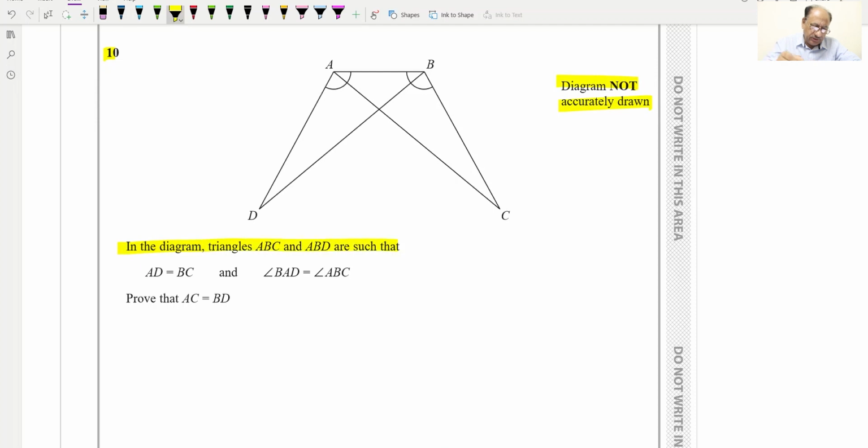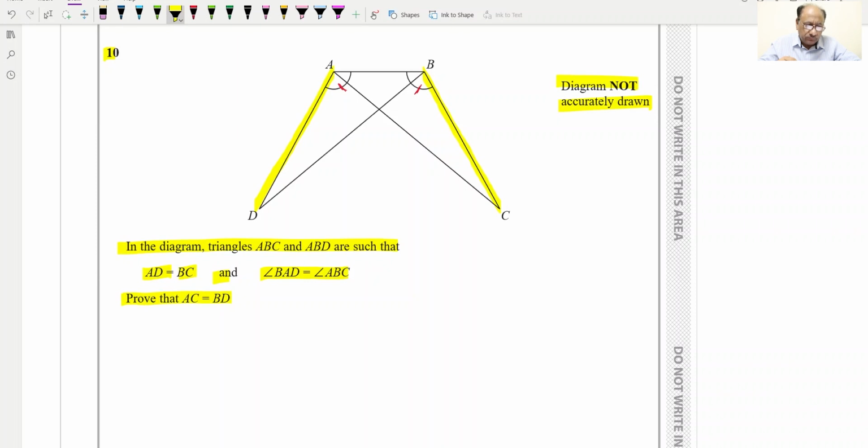In the diagram, triangles ABC and ABD are such that AD is equal to BC. So this side is equal to this side. This is provided, and angle BAD is equal to angle ABC. So this angle is equal to this angle. These two pieces of information are provided. We have to prove that AC is equal to BD.